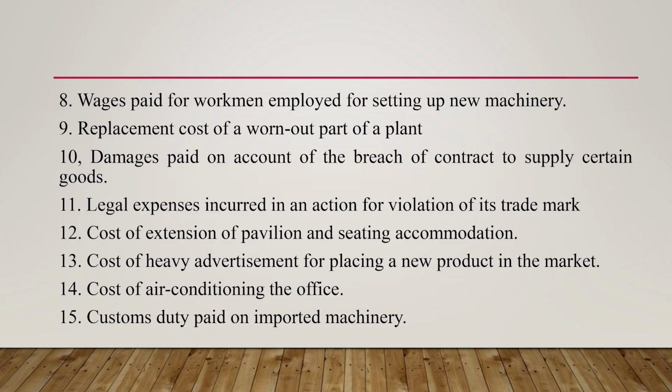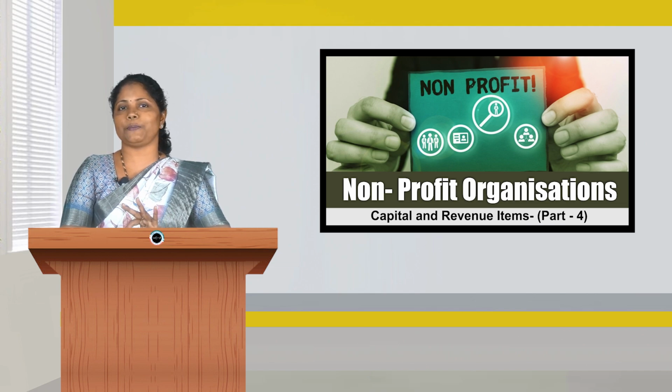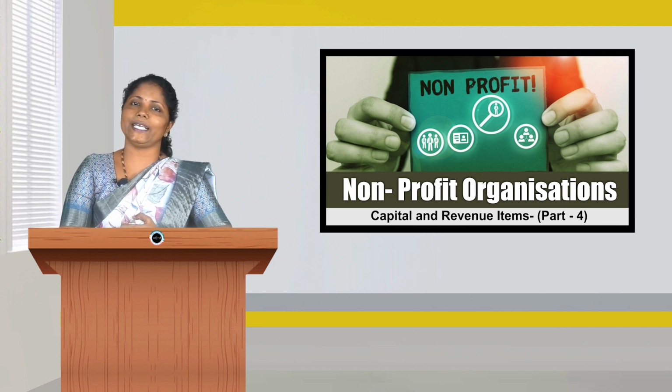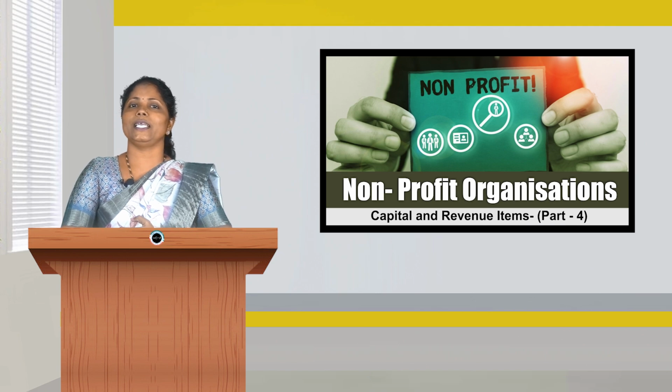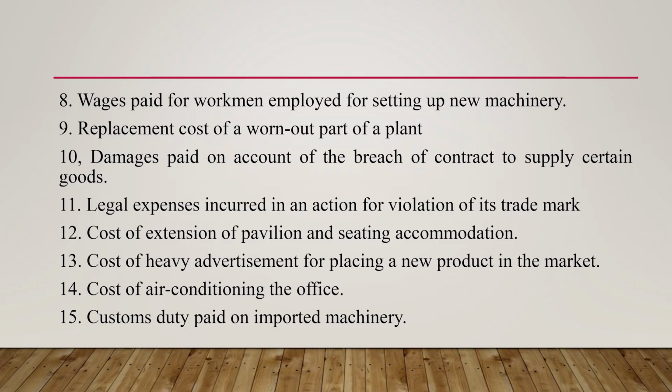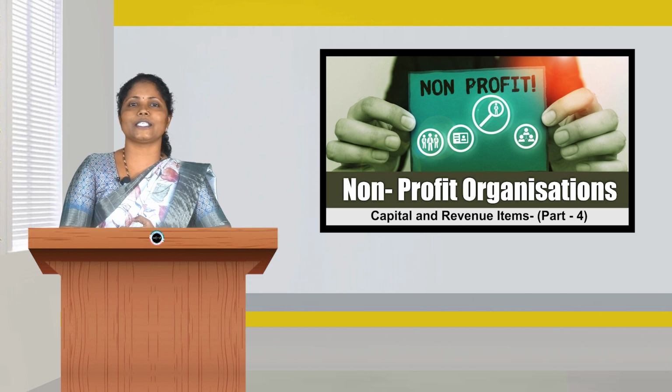Okay? The next one, replacement cost of a worn out part of a plant. This is purely revenue expenditure because this is the cost of maintenance of plant, therefore it is considered as a revenue expenditure and it must be charged to the income and expenditure account. Then damages paid on account of the breach of contract to supply certain goods. This is also considered as a revenue expenditure because it relates to the maintenance of the agreement regarding the goods.